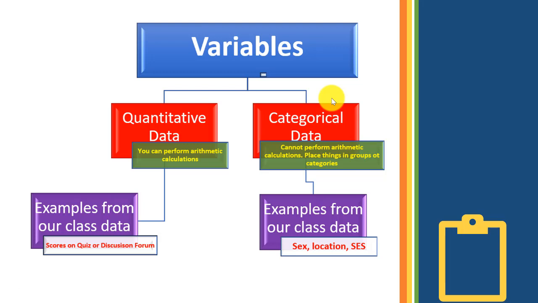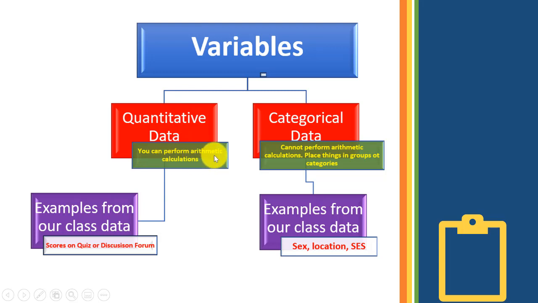Now, we can classify the variables. I'm going now to the second objective. We can classify the variables. And one method of classification, there are several of them, is to group them as quantitative and then categorical. So what are quantitative data or quantitative variables? Those are ones that you can perform arithmetic calculations on.